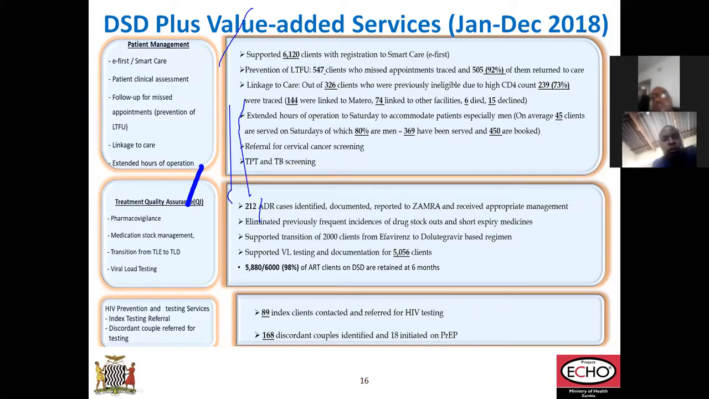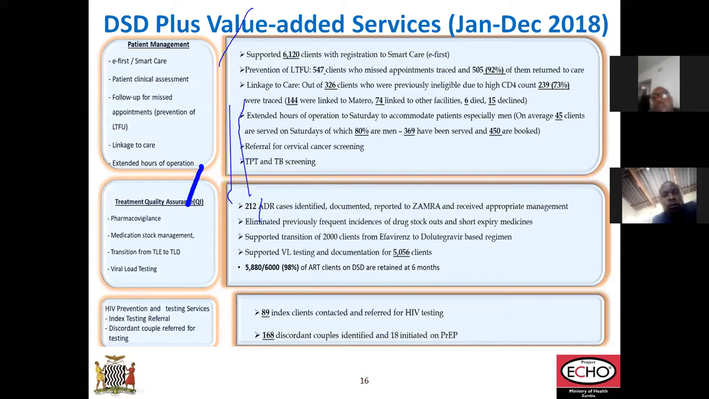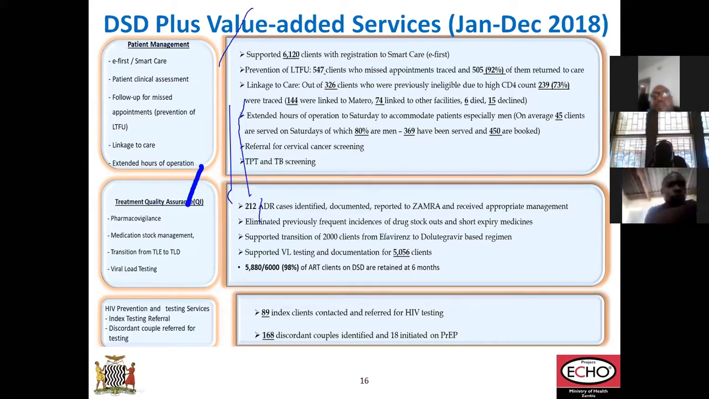And then there are the extended hours that I described, and the fact that we're doing referral for cervical cancer and TPT in our DSD fast line clinic. And with the treatment, again, we've talked about some of the pharmacovigilance activities that we have in place. We're also calling patients when they have a laboratory appointment. Our community health workers are there to remind them so that they can have their viral loads done. Based on all of this, at 6 months when we started the program, we had about 98% retention, because we're making sure that the patients under our care for fast track and down referral were all coming back into care.